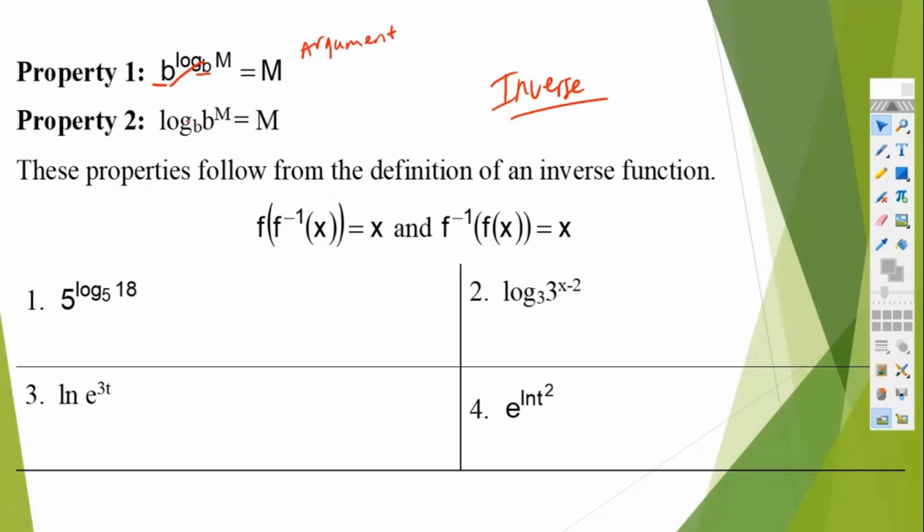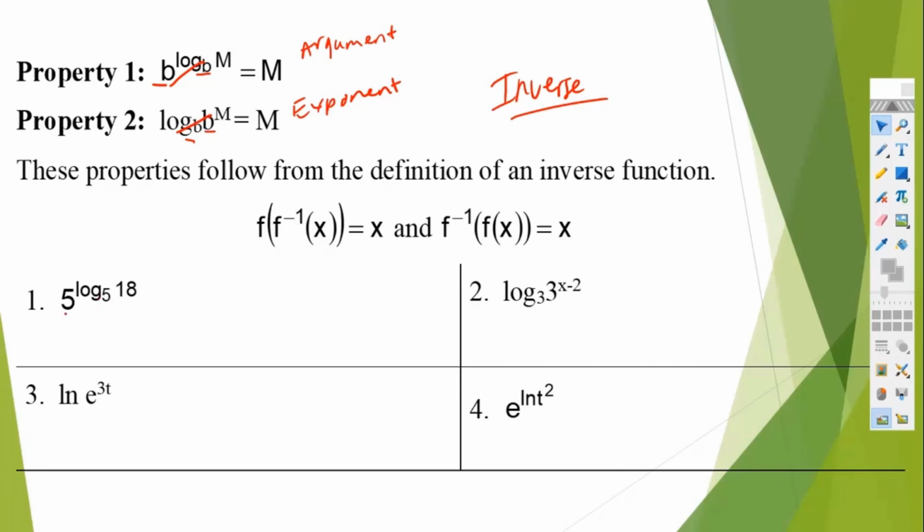Okay, now let's look at property 2, the log inverse. Again, I have log base B of B to the M. The base of my log and the base of my exponent are the same. So they're going to cancel each other out, and I'm just left with the exponent as my solution. That's what it means when we say log and exponentials are inverses of each other. They are used to cancel each other out. I like to think of it as saying, tag, you're out.